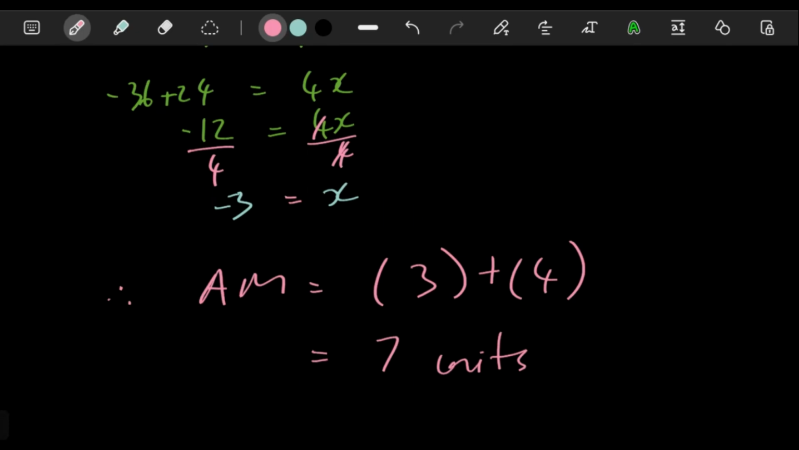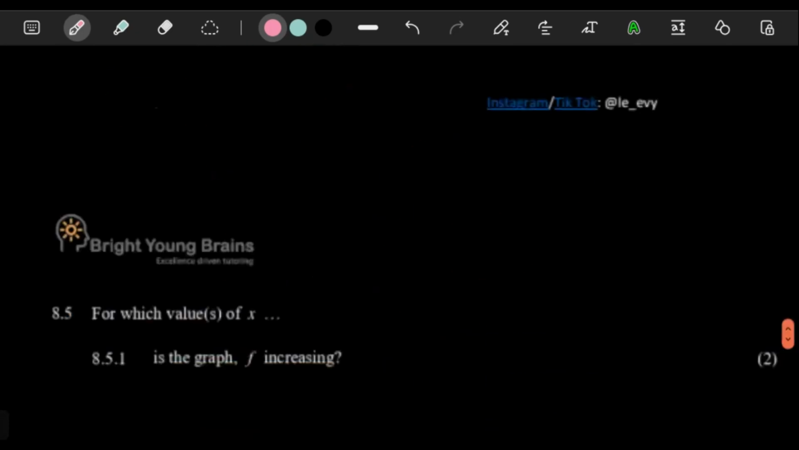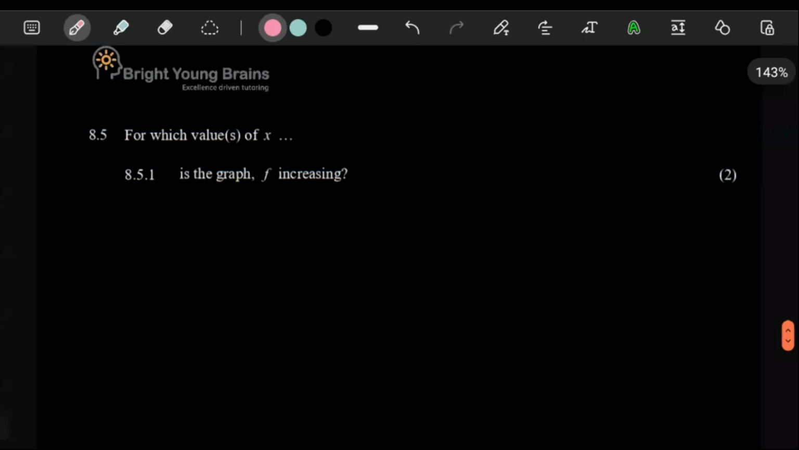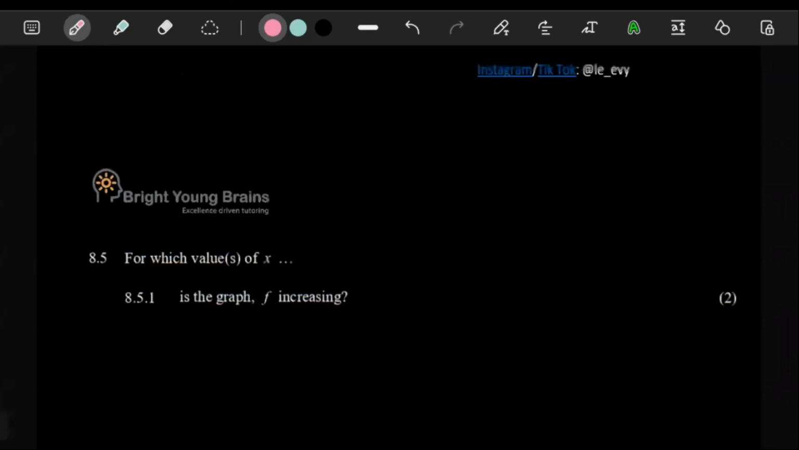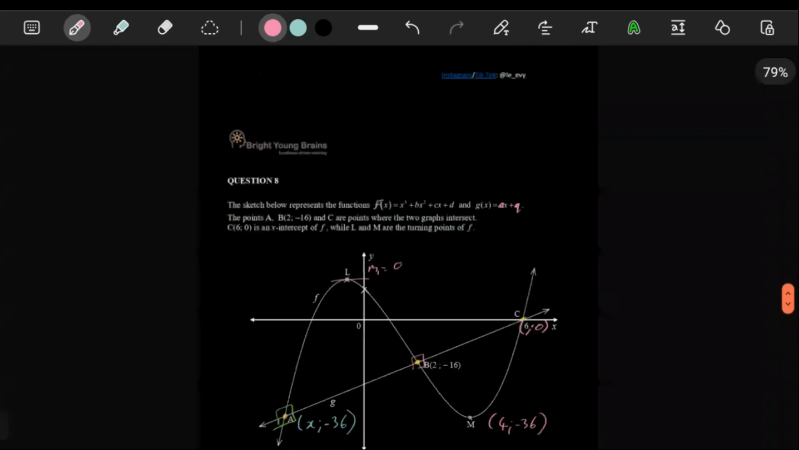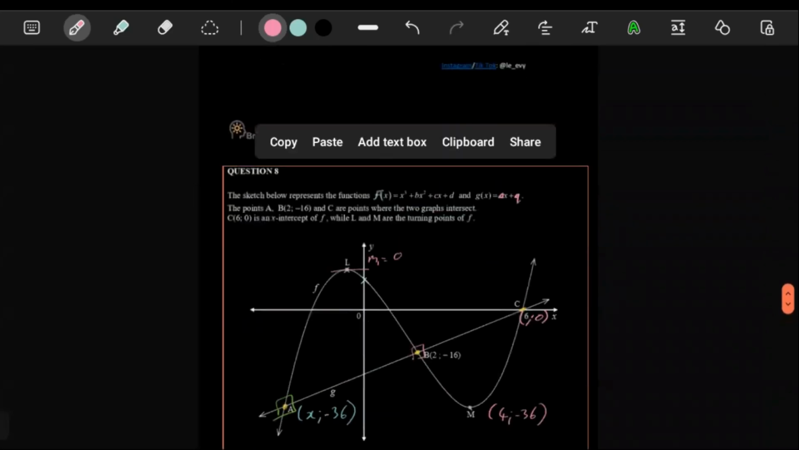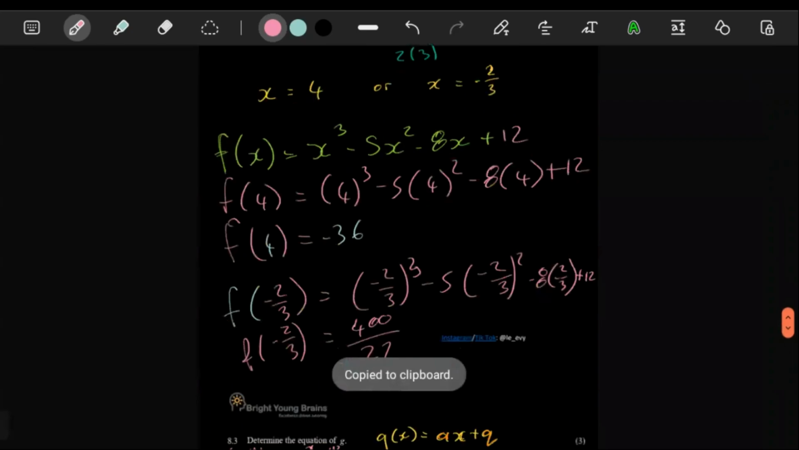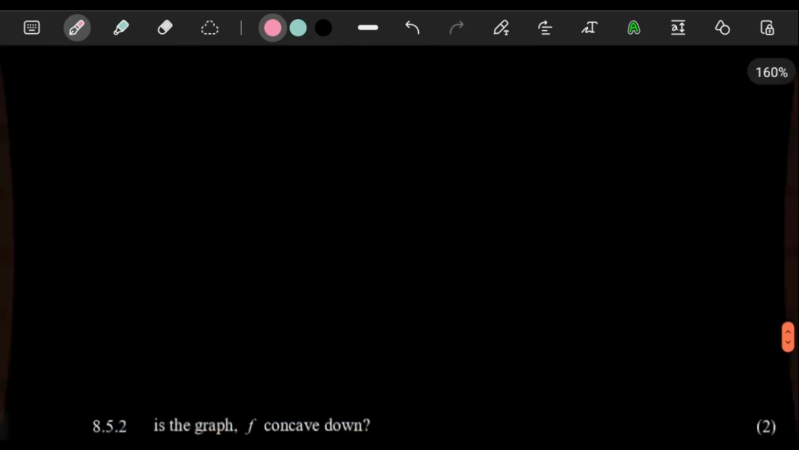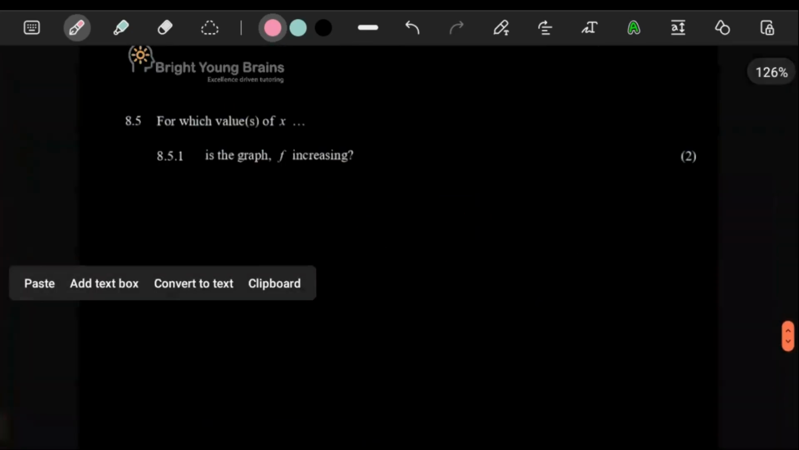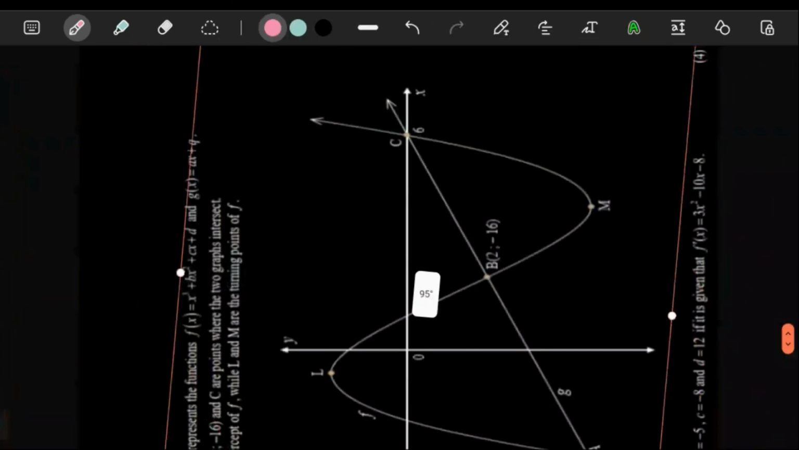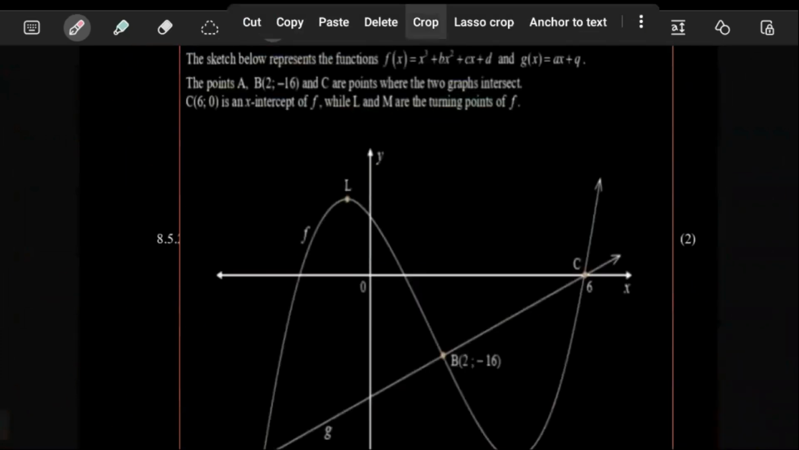Anyways, it's fine. So with the next question, it's 8.5. 8.5 says, for which values of x is the graph increasing? Questions like these are quite straightforward. I think that's why you will note questions like these on the main channel were like 2 or 3 minutes long, because the way you answer them is quite straightforward.